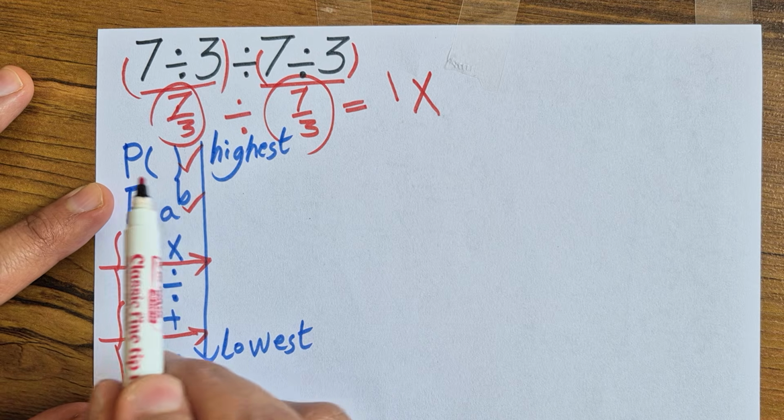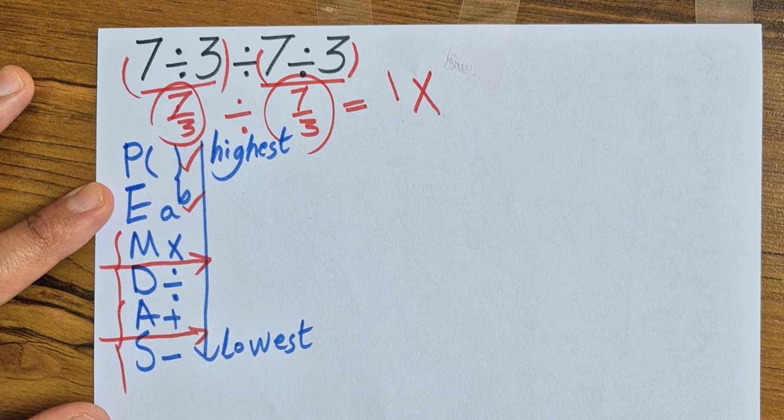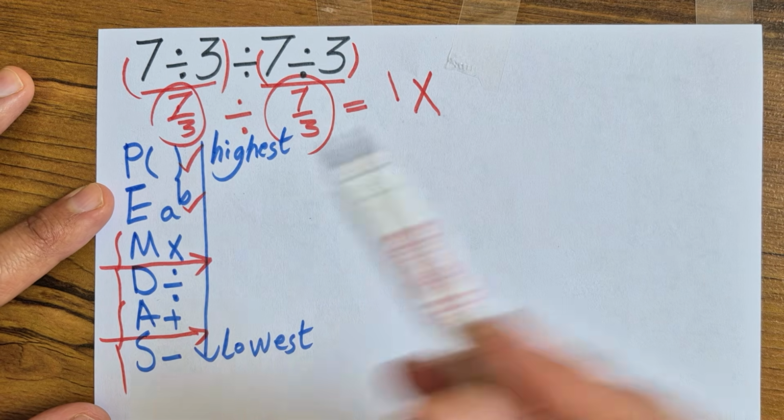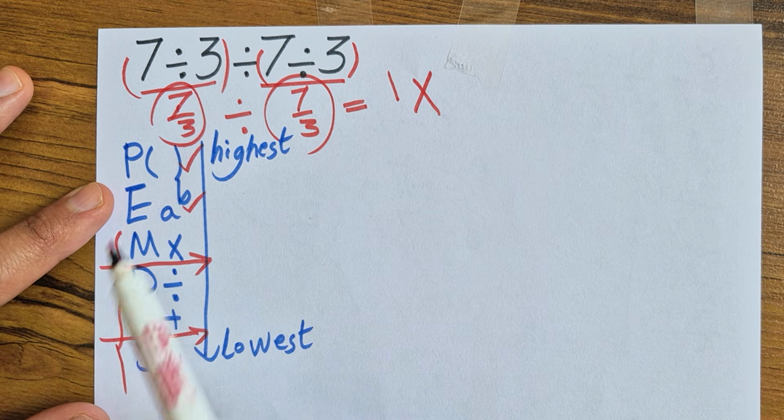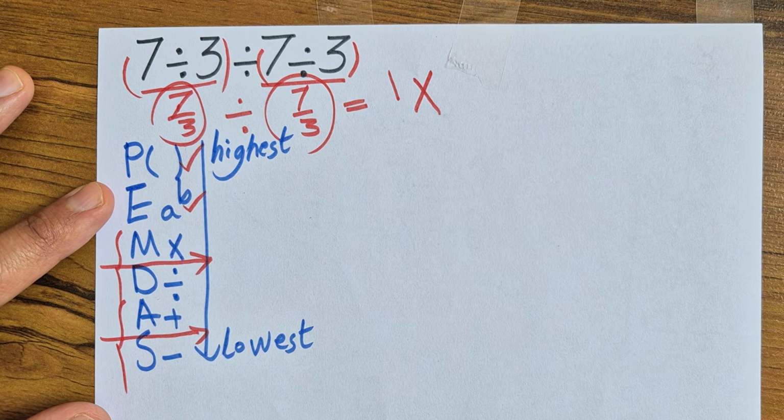So let's now, with this in mind, revisit the problem. Do we have any parentheses in the original expression? No. Do we have any exponents? No. Do we have any multiplication? No. Do we have any division? All of them are divisions.